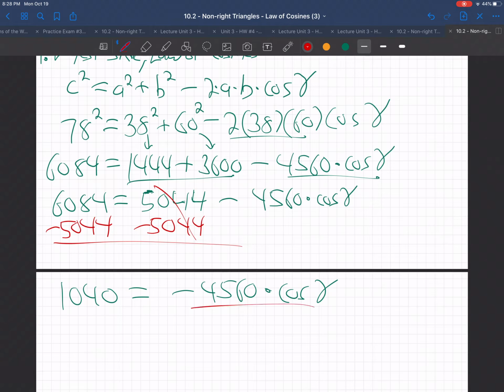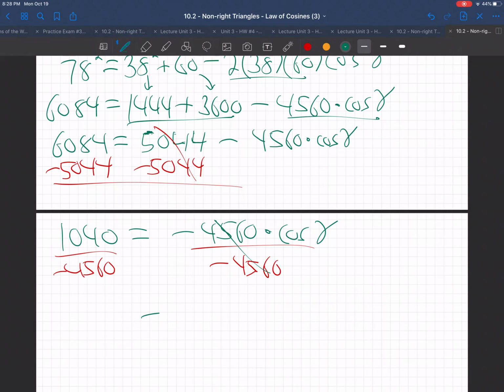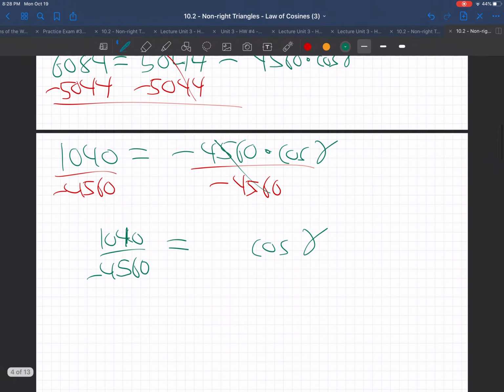Keep going. Divide by the minus 4560. Like so, it cancels. Cosine gamma. I'm just going to leave this rather than get some ugly decimal. Let me just move this over here. Cosine of gamma is just going to be 1040 over minus 4560, okay? And I'm trying to solve for gamma.